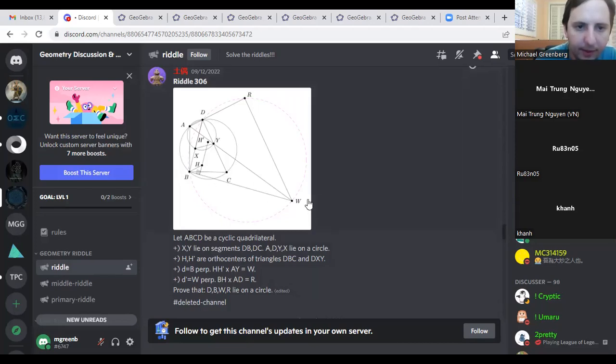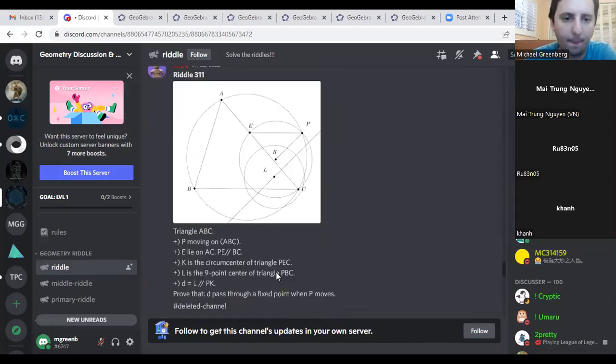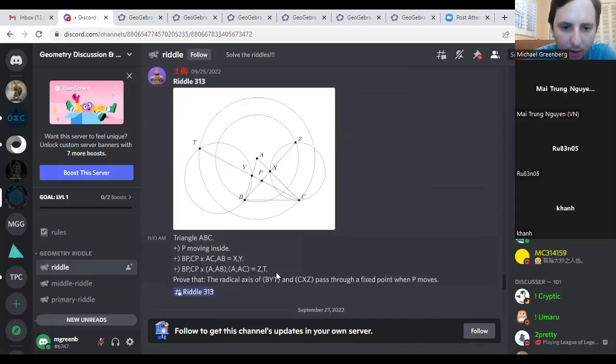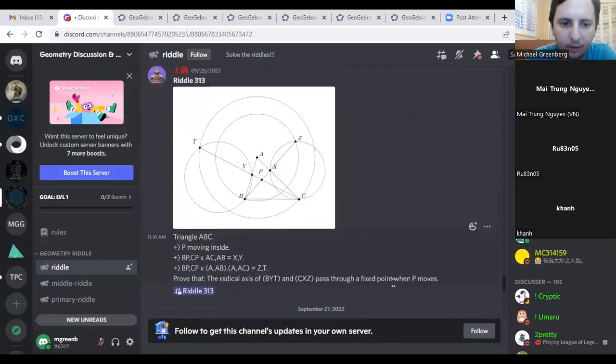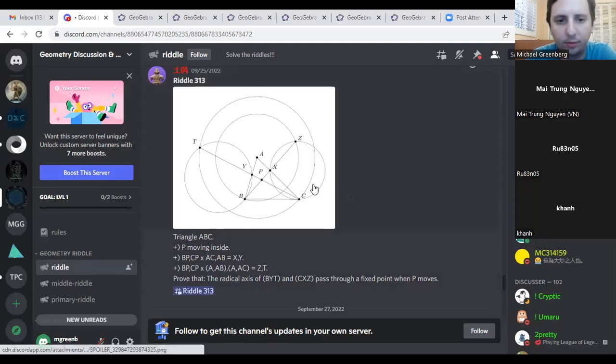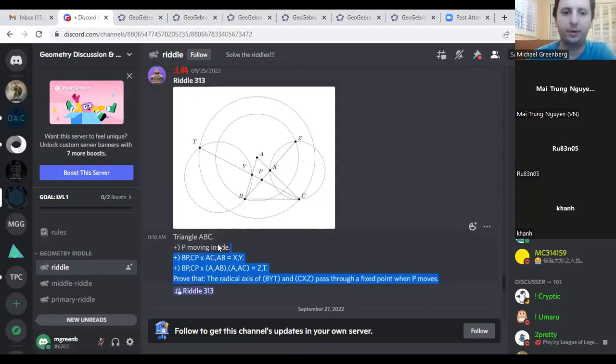Oh, the perpendicular from B to that intersects AY at W, and the perpendicular from W to BH intersects AD at R. This looks kind of interesting. Have I done 313? Let's see. I have not done 313. I could do that. So P. So we have the radical axis of these two circles. That's kind of interesting. I'm gonna do this one.